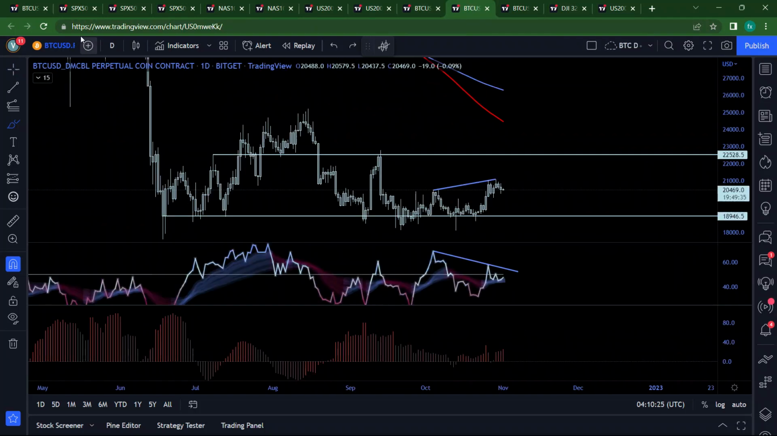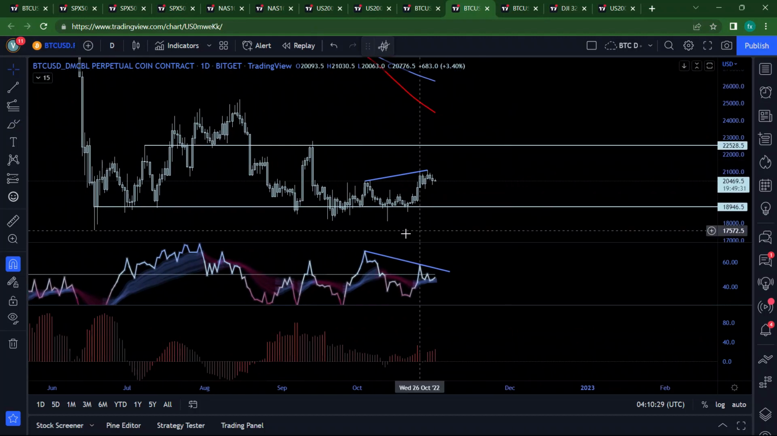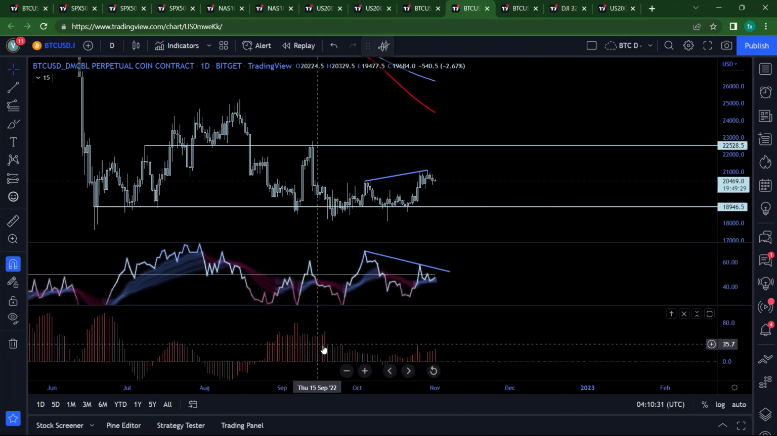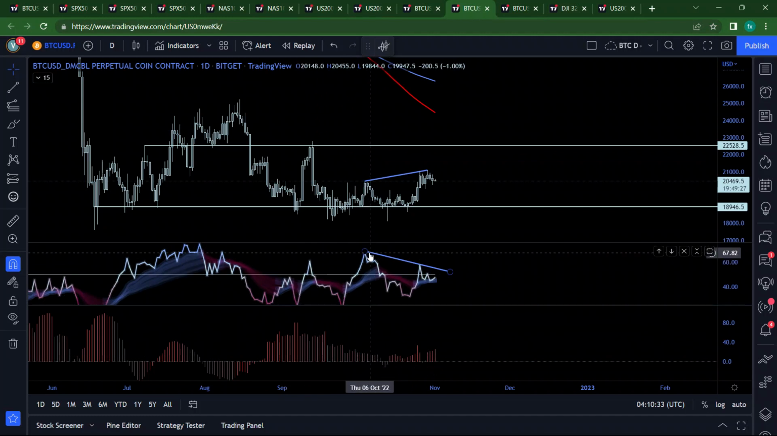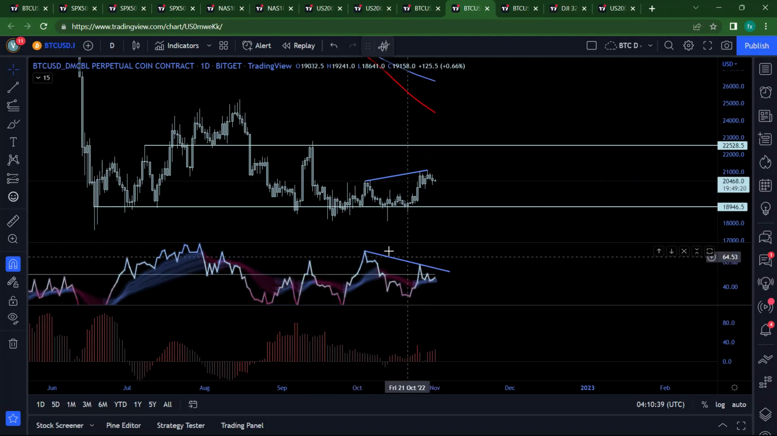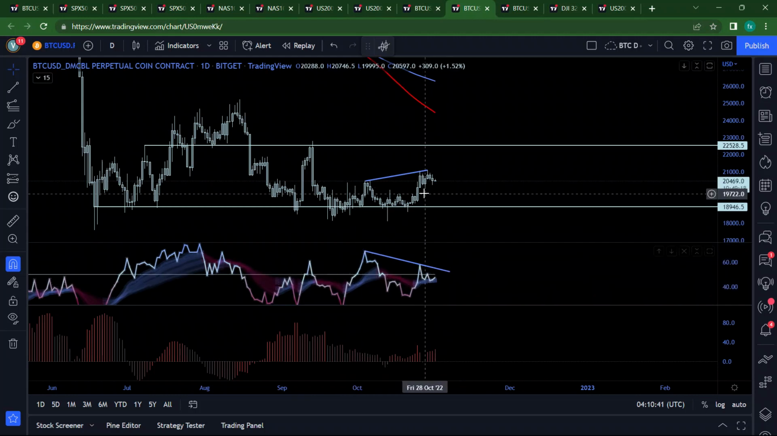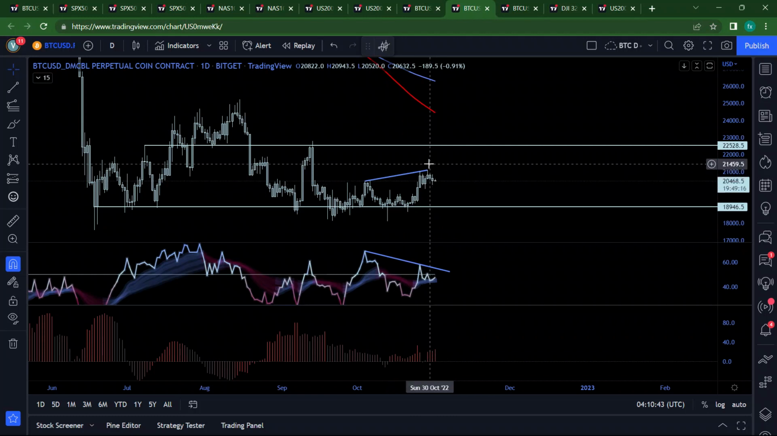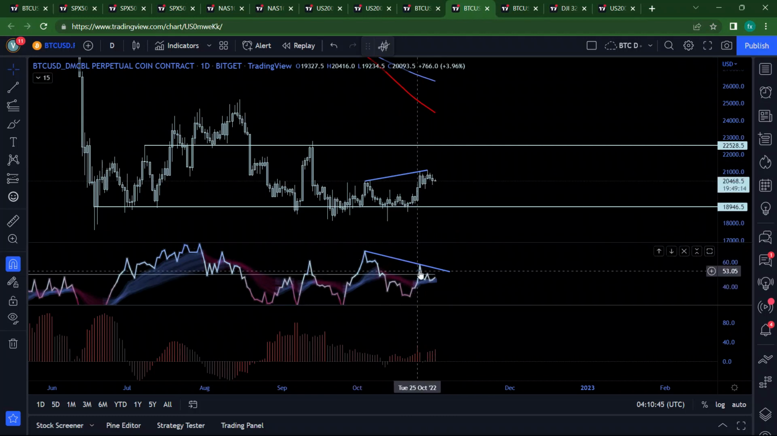Jumping over to the daily time frame on Bitcoin, I went ahead and labeled this out to save some time. You can see this with the Vroc once again. Here's the MFI. You can mark off your high here, and then they have a lower high. So you have bearish divergence once again because Bitcoin made a higher high. MFI made a lower high.